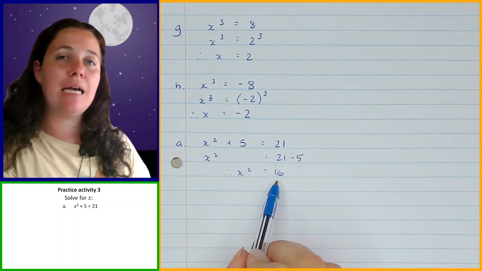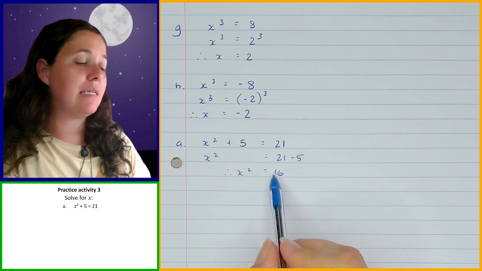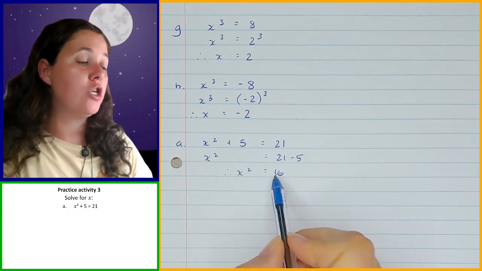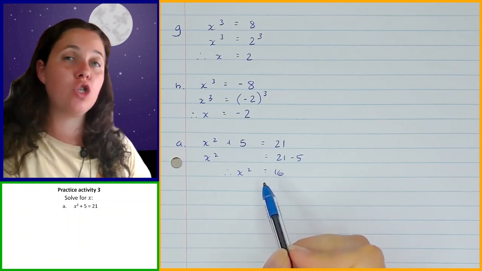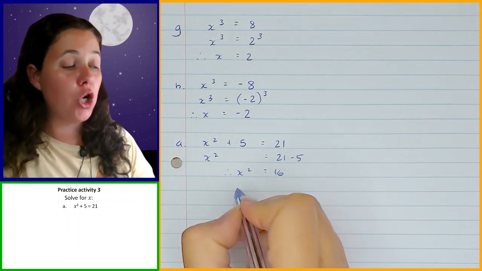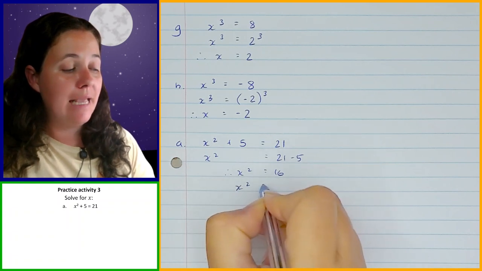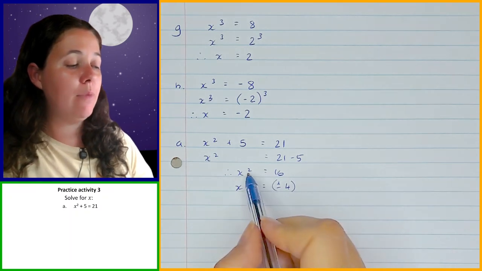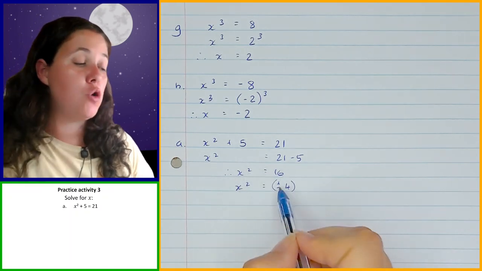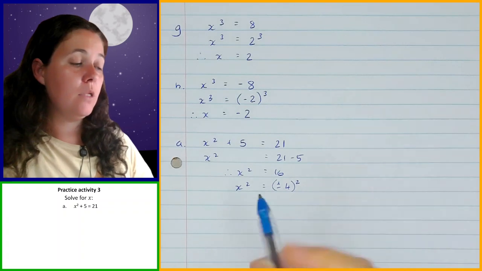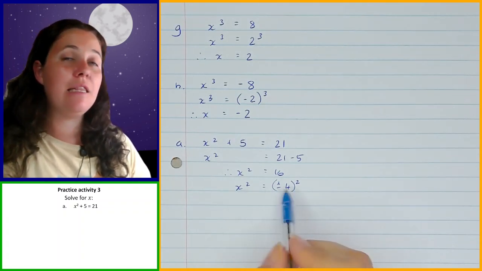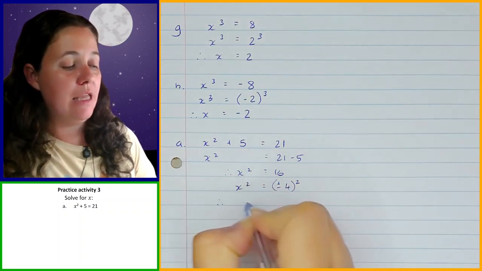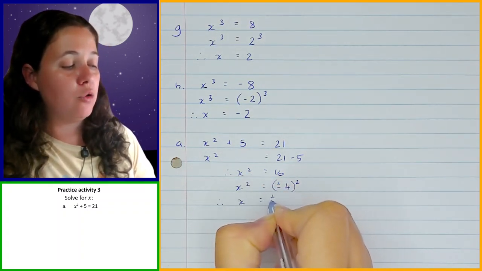Once I've got that, I can then see if I can make 16 something to the power of 2. I want my exponent to be 2. So 16 is the same as 4 to the power of 2. But it's not only 4 to the power of 2. I can say x squared is equal to plus or minus 4 to the power of 2. Remember, anytime you've got an even exponent, you have to put in the plus or minus here. Once I've done that, I can then drop the exponents because they're now the same, and I can make the bases equal to each other. So I can say, therefore, x is equal to plus or minus 4.